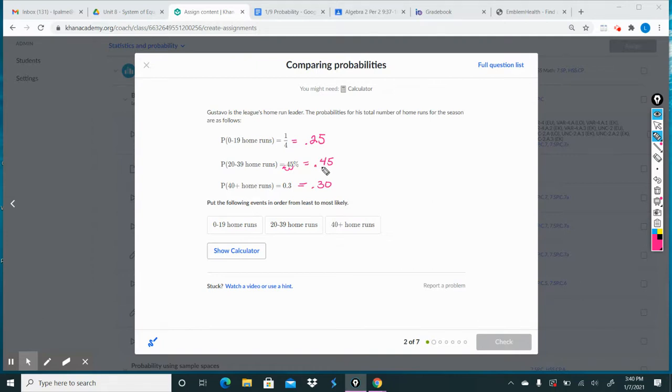So 0.25 is the least amount, and that would be for the 0 to 19 home runs, which can stay there. The next likely would be the 40 plus home runs, and then finally the last one would be 28 to 39, because we have 0.25, 0.30, and then 0.45. And that's a little bit about comparing probabilities.